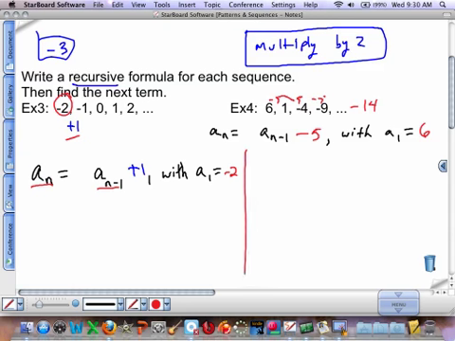This is 1, 2, 3, 4. This is the 4th term, right? Yeah. So I'm going to kind of jump ahead a little bit. We're going to say a sub 4 is equal to negative 9. What this is saying is that a sub 5, which is the next term, is a sub 4, the previous term, minus 5. So negative 9 minus 5, negative 14. So that's how you do that. Okay.